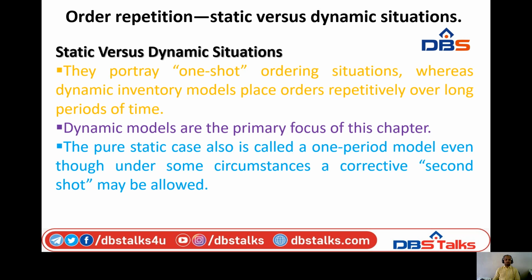To explain the order situation, static inventory models have no repetition. In order, we have two types, that is static and dynamic. They report a one-shot ordering situation, whereas the dynamic inventory models place orders repeatedly over long periods of time. With that, we can go for a repetitive stream of orders for the same item placed over time. The dynamic models are the primary focus. The pure static case is also called a one period model, even though under some circumstances a corrective, second shot may be allowed.